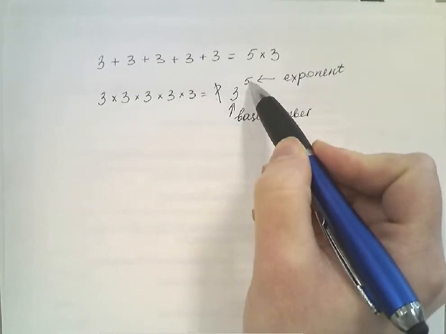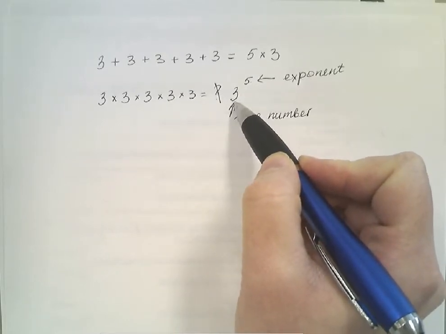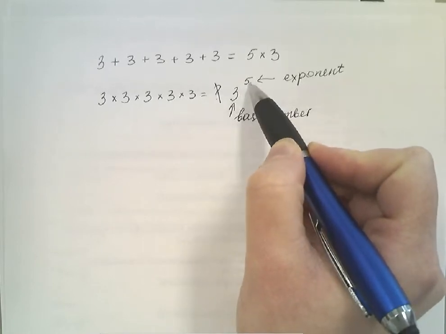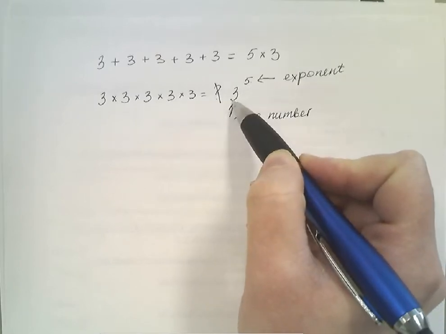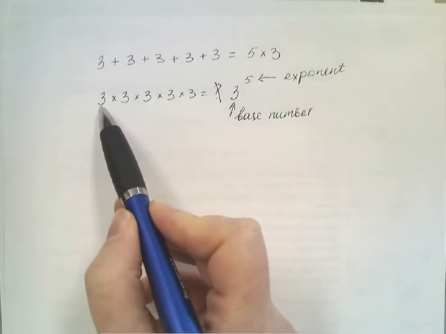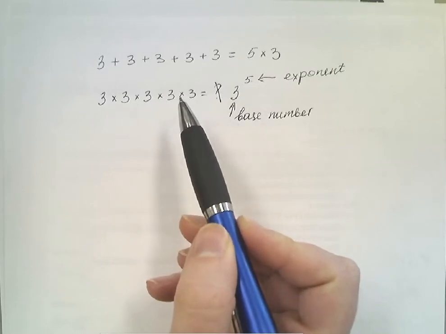The exponent tells us how many times the base number is multiplied by itself. So when I'm looking at 3 to the fifth power, that's how we call it, 3 to the fifth power, I know that 3 as a base number is multiplied by itself 5 times. So it basically is 3 times 3 times 3 times 3 times 3. Okay?